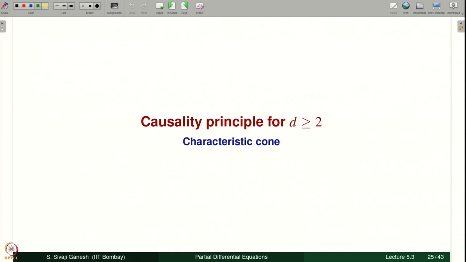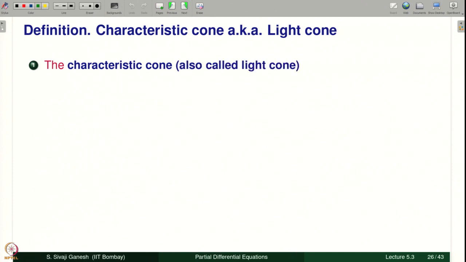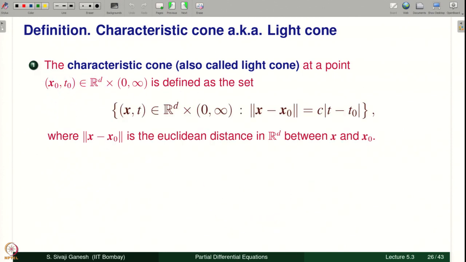Let us look at the causality principle for d greater than or equal to 2 and the characteristic cone. What is a characteristic cone? The characteristic cone, also called the light cone, at a point (x0, t0) in space-time is defined as the set of (x, t) in R^d cross (0, infinity) such that norm x minus x0 equals c times mod t minus t0, where norm x minus x0 is the Euclidean distance in R^d between x and x0.